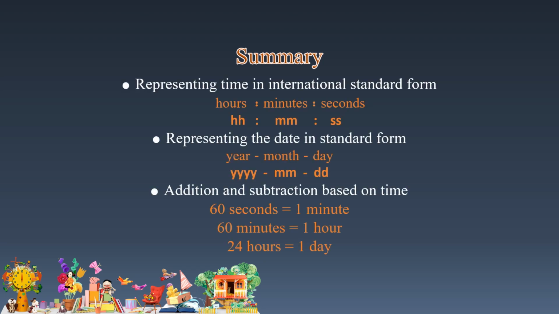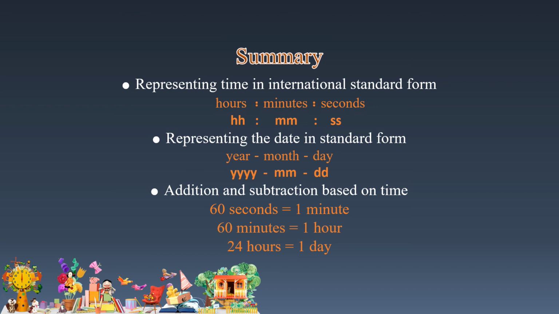Now here comes the end of our lesson. Before winding up the lesson, I'm going to summarize the things that we have learned today. So first of all, we have learned how to represent time in international standard form. First, you have to mention hours, then minutes, then seconds. In between hours and minutes, you have to put a colon. In between minutes and seconds, you have to put a colon. You have to mention hours in 2 digits, minutes in 2 digits, seconds also in 2 digits.